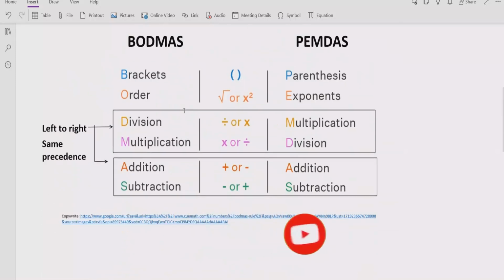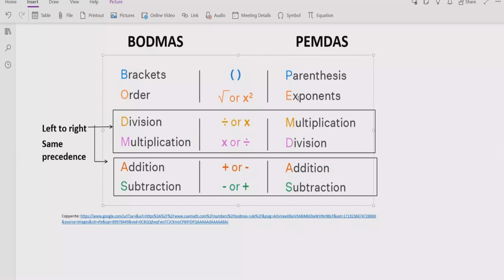Now let's recall the rules which we will apply to solve this arithmetic expression. As you can see on the screen, we have two types of rules, BODMAS and PEMDAS. Basically, these are the rules which we can use to solve any arithmetic expression. B stands for bracket or P stands for parenthesis. It means that if your expression contains any bracket or parenthesis, you have to solve that part first in your expression. After that, you have to see the exponent or power of any number, so you have to solve that part after the bracket.